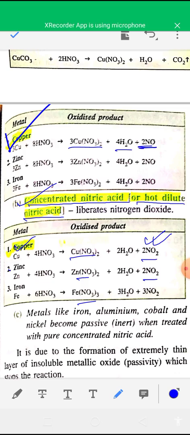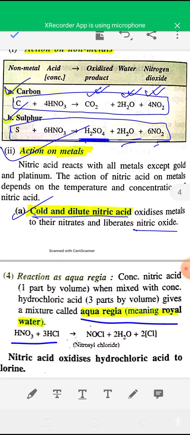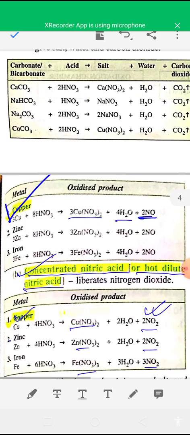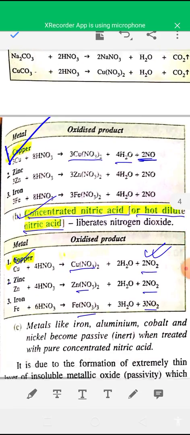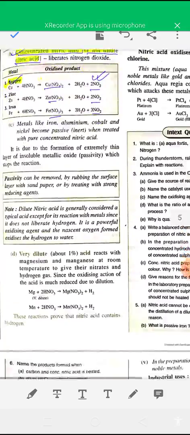When nitric acid is cold and dilute, then the products are metal nitrate, water and nitric oxide. When nitric acid is concentrated or hot and dilute, then the products are metal nitrate, water and nitrogen dioxide. These two are important reactions.